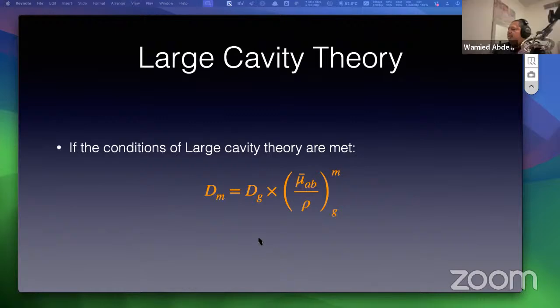So if these conditions are met for the large cavity theory, then the dose to medium equals the dose within the cavity multiplied by the mass energy absorption coefficient ratio. If you look at Han or Americans, they like to use the subscript of en, but Jones and Cunningham use the subscript of ab. I like to use ab because it's clearer, because we have energy transfer and energy absorbed.